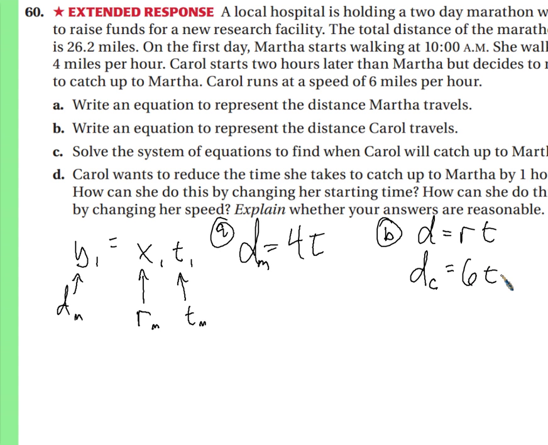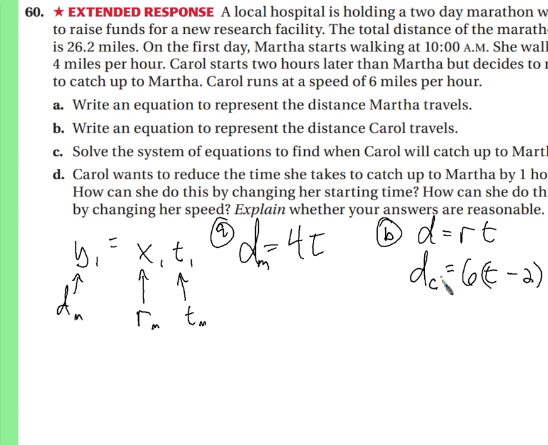So D equals 6t? Minus 2, though. She doesn't start at the same time. So what we need to recognize is that this t that we're using here is time for Martha. If I just put a t there, I need to recognize it's supposed to be Carol's time, right? Well, calling the variables tm and tc is not very helpful. But we know that if we want to use the same t, this t would have to be t minus 2, because Martha's been traveling for 2 hours already before Carol ever does anything, right?